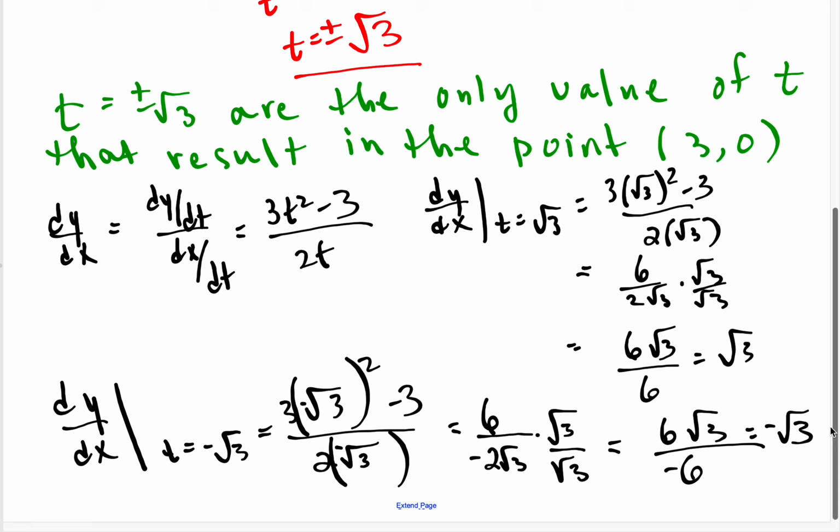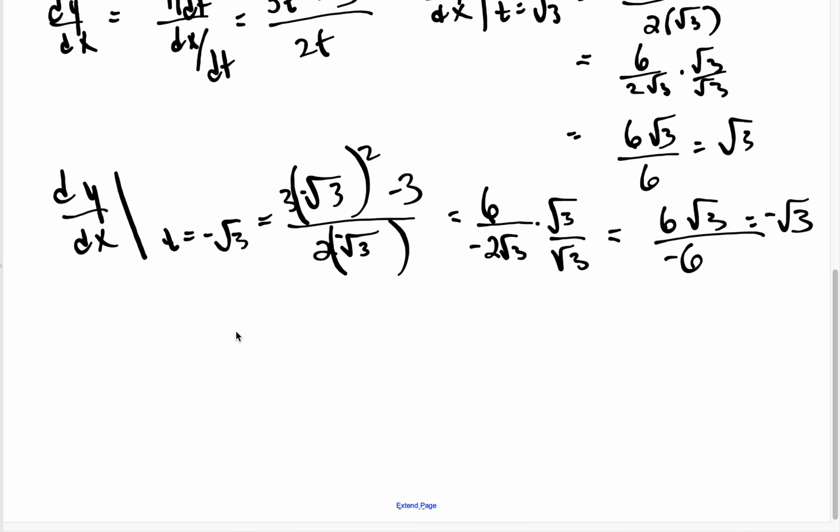So what did we just do? We found out the slopes when t is equal to root 3 and t is equal to negative root 3 at the point 3, 0. So what did we just do? We just created two tangent lines. So let's write them out. Okay, so tangent line number 1.